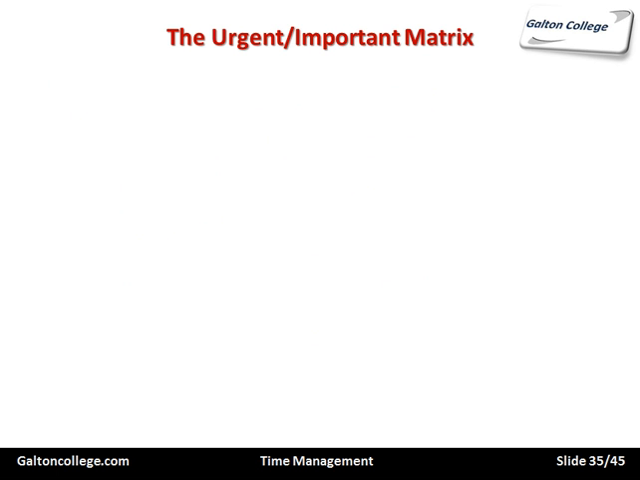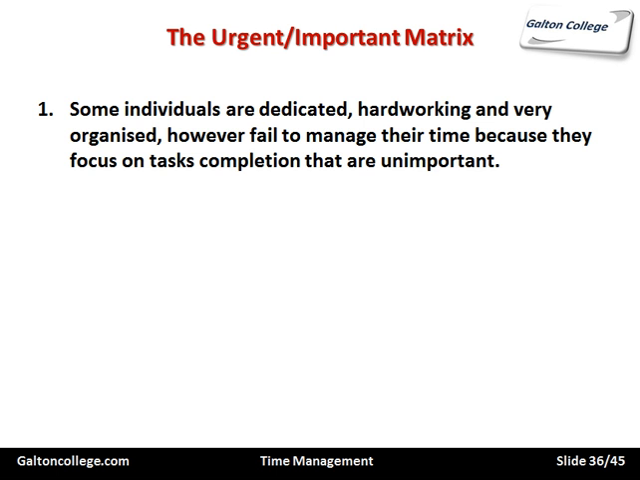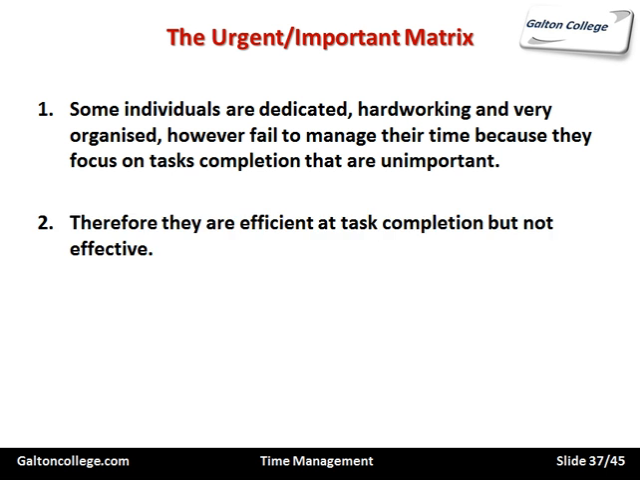There's also an approach called the urgent important matrix, and we can see how this one works. Some individuals are dedicated, hard-working and very organized. However, they fail to manage their time because they focus on task completions that are unimportant. So they're very hard-working people, very organized, very dedicated, just they're doing the wrong tasks. They're focusing in on tasks that are not very important. That's possible. They're efficient at task completion, but they're not very effective. They get a lot done. It's just that they're not effective because they're not doing the right tasks. They're not doing the big main tasks that are required first.